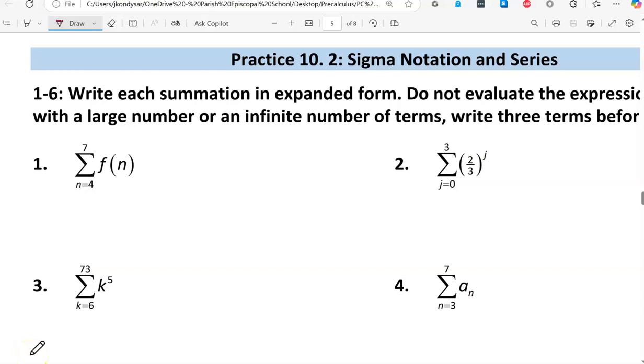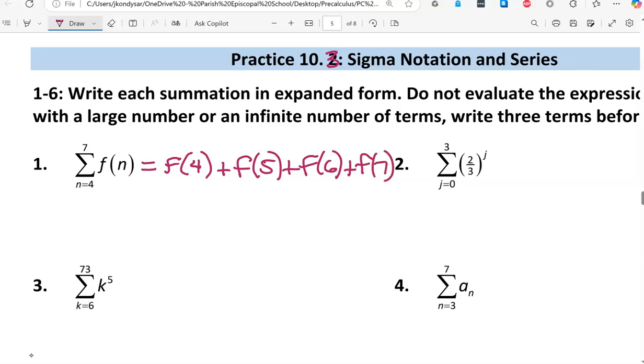This is a video walkthrough for practice 10.3, sigma notation and series. In number 1, we have the summation of f of n as n goes from 4 to 7. So that means that we start with f of 4, so in other words replace n with 4, and then count upward, plus f of 5, plus f of 6, plus f of 7.